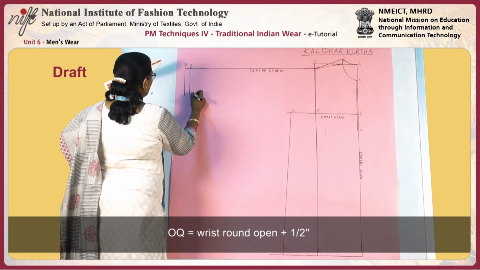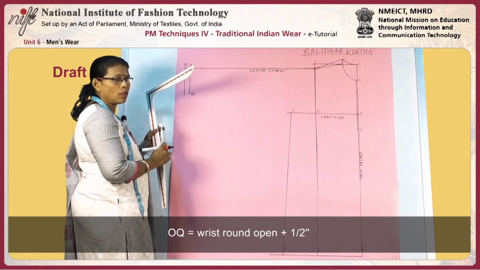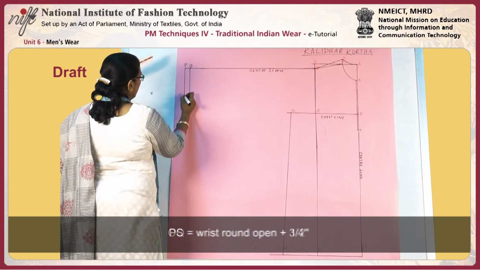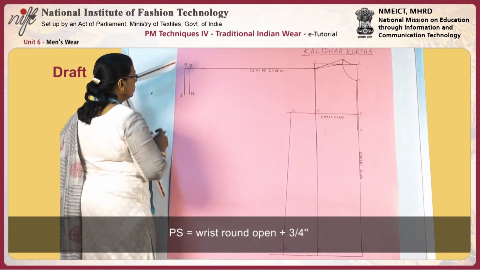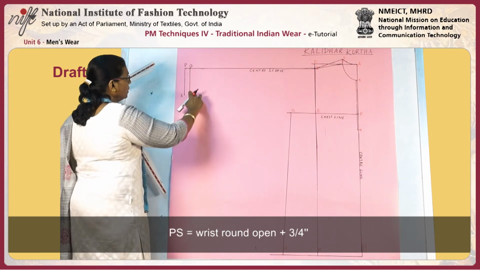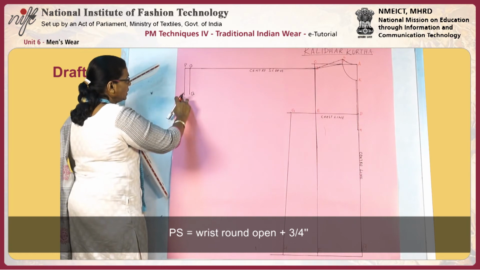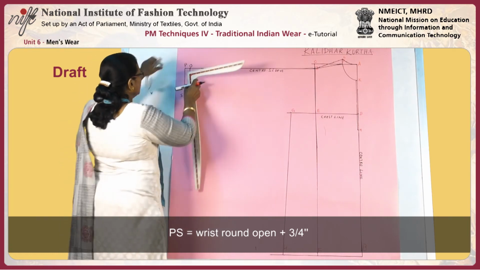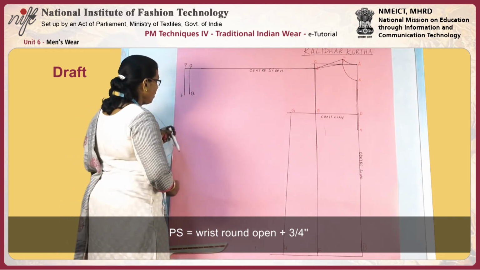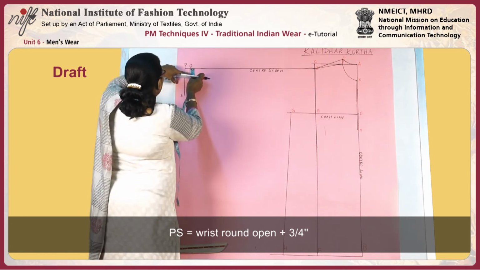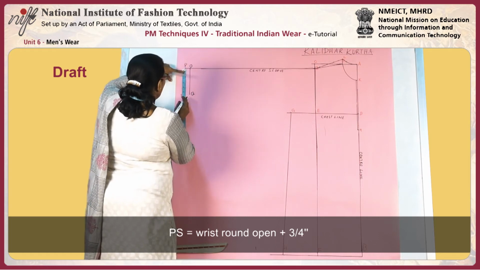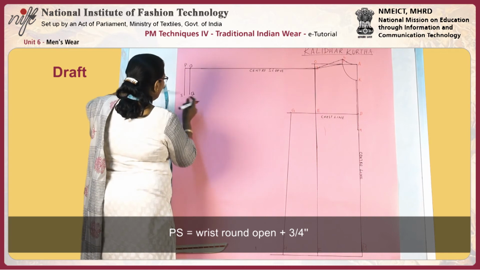OQ is arm sleeve, wrist to arm round open, and PS is equal to arm open plus 3/4 inches. Here this is arm opening plus half an inch, and here it should be plus 3/4 inches. So arm opening is 11 inch. 11/2 is 5.5 plus half an inch, mark 6 inches, and here 6.25.